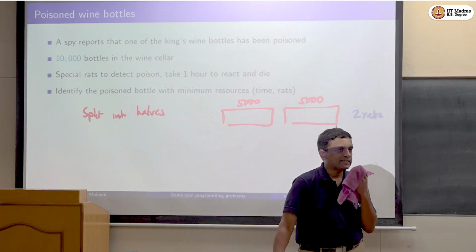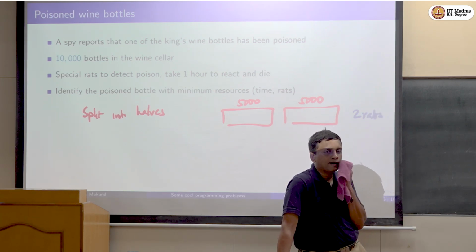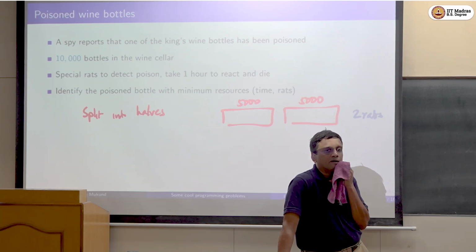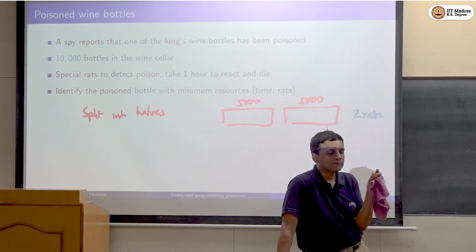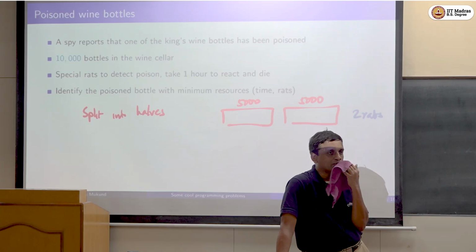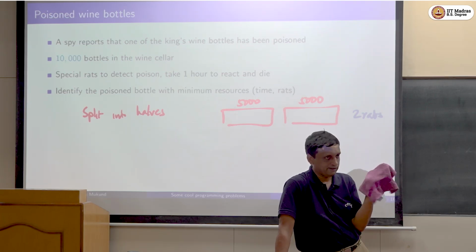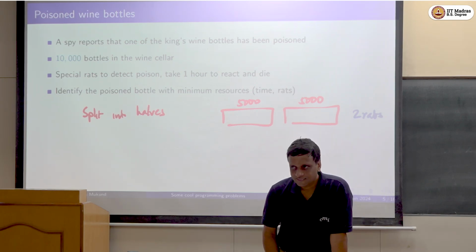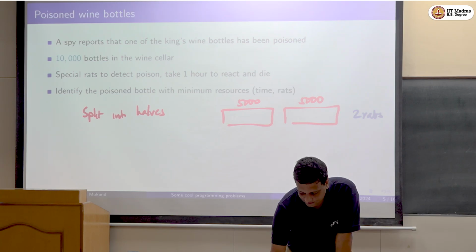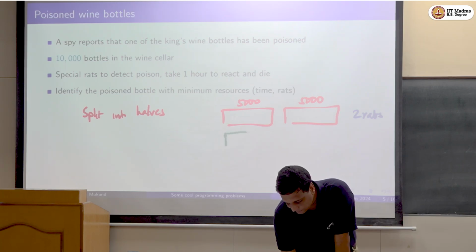So his suggestion is you split it into 2 equal halves and take a sample from each bottle in the first half, to create a larger sample, which is a mixture. So the assumption is that even if there's a trace of this poison, this rat is going to die in 1 hour. So after 1 hour, one of these 2 rats has to die, assuming that the spy is telling the truth. Then what do you do? We go to that part, then try again. So let's assume that it is this half.